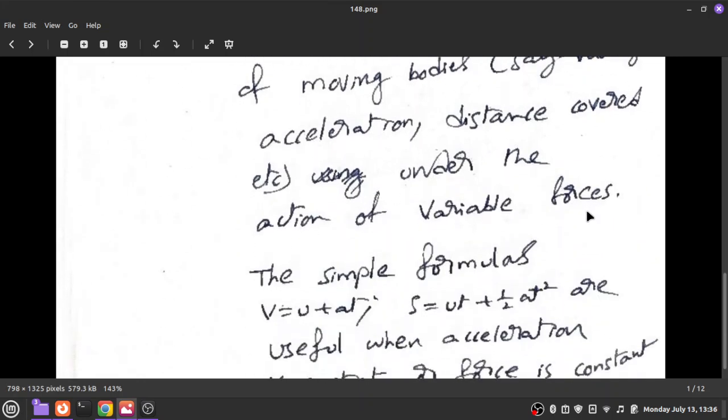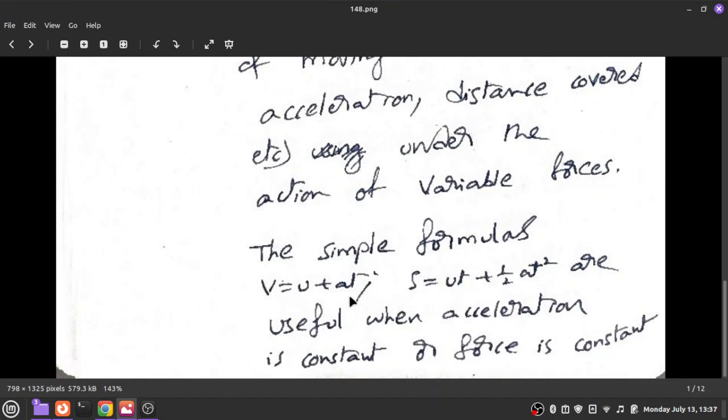This is the main task of the work energy theorem. Actually, the simple formulas, say v = u + at, s = ut + half at square, are useful only when the acceleration is constant or the force is constant, because force F = ma. So if a is constant, force is constant. All these formulas are valid only when the acceleration or force is constant.